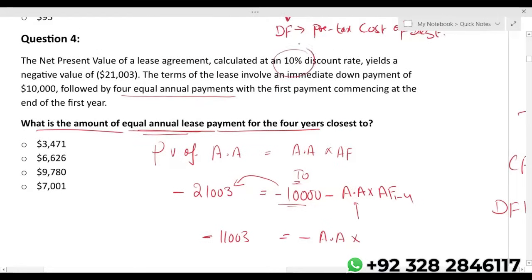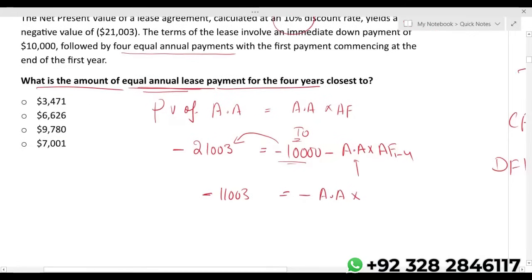Discount rate is 10%. In the exam, they do give you the discount rate table as well. I know that the discount rate is 10% for 4 years. The annuity factor at 10% for 4 years is 3.17. Now, logically, mathematically, this negative sign will be cancelled with this negative sign.